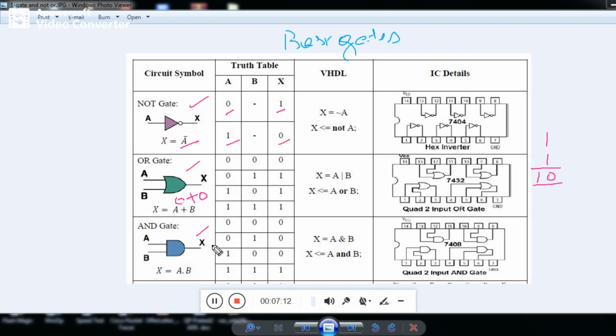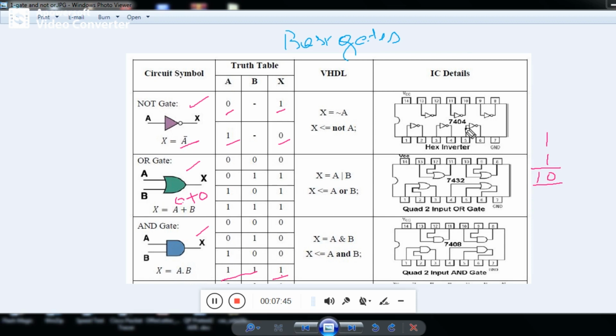Next one is the AND gate. What is the output of the AND gate? Take 0, 0 input. When both inputs are 0, the output is 0. When any one of the inputs is high, the output is still 0. But when both inputs are high, the output is high. Please note, in the AND gate, when both inputs are high, output is high. That is, X is equal to A into B. Otherwise, it is 0.